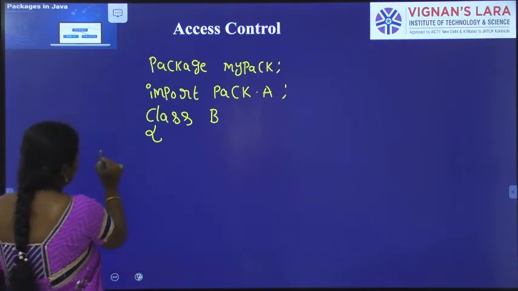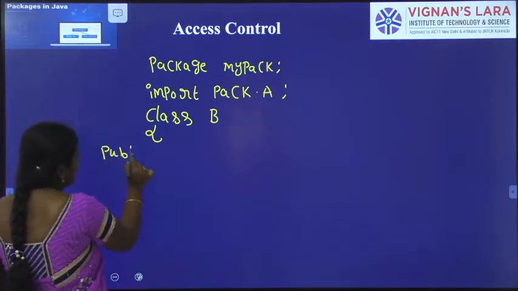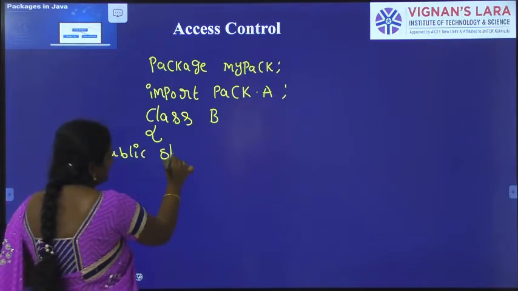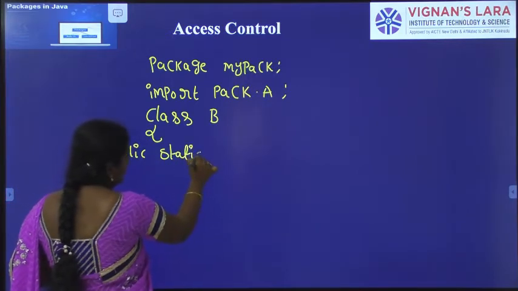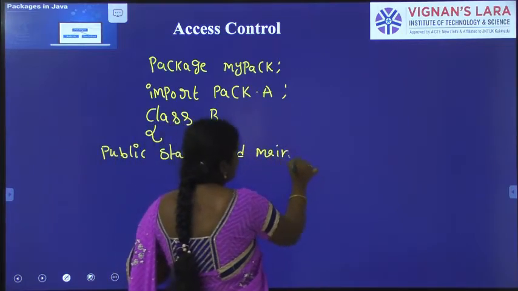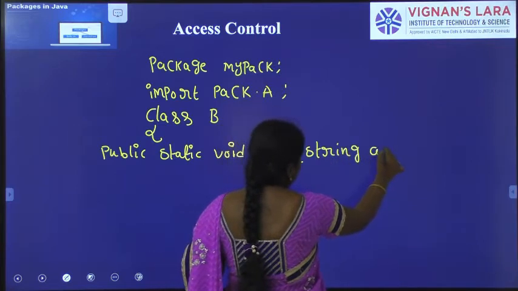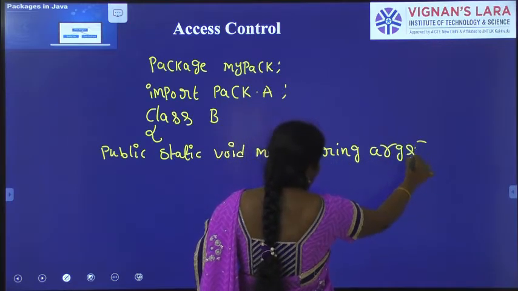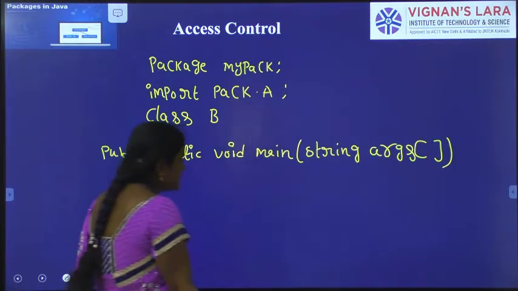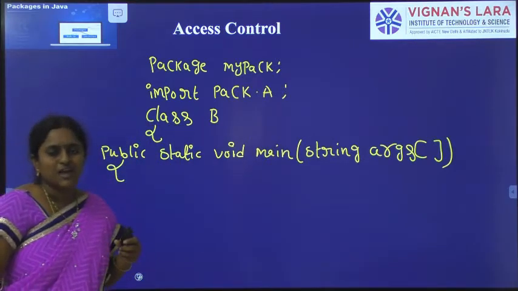So in this class I am defining the main method. Already you know that the main method has three keywords: public static void main, String args array. So directly we can create an object of a class.